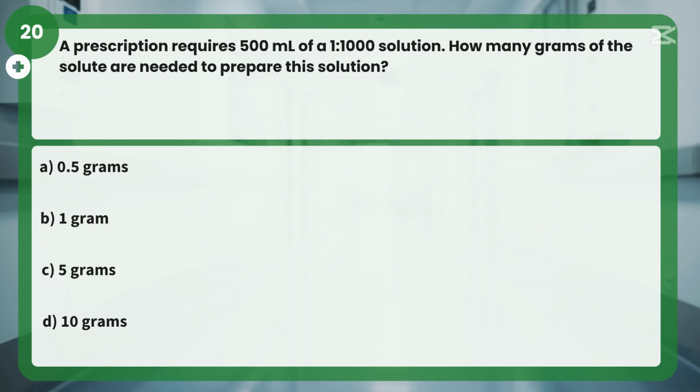Question 20. A prescription requires 500 milliliters of a 1:1000 solution. How many grams of the solute are needed to prepare this solution? A. 0.5 grams. B. 1 gram. C. 5 grams. D. 10 grams.